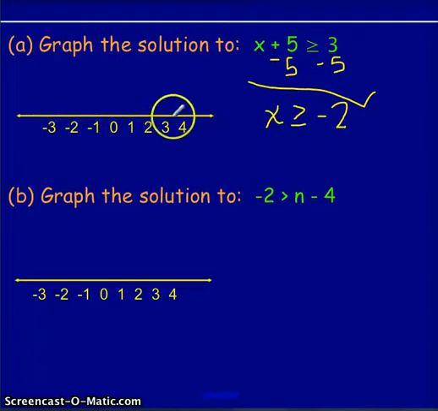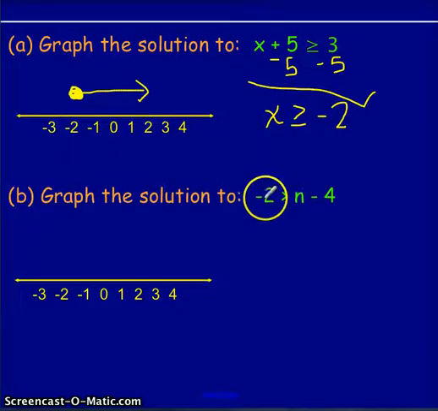So I've already numbered my number line: negative 3, negative 2, negative 1, 0, 1, 2, 3, and 4. So on negative 2, I need a closed circle. You want to fill that in, showing that negative 2 is part of your solution set, and everything greater than negative 2. And you have to draw an arrow to show that it's all numbers greater, infinitely greater than negative 2.